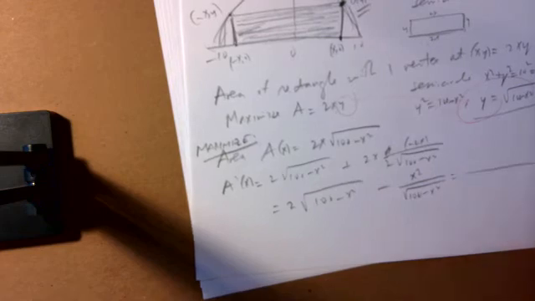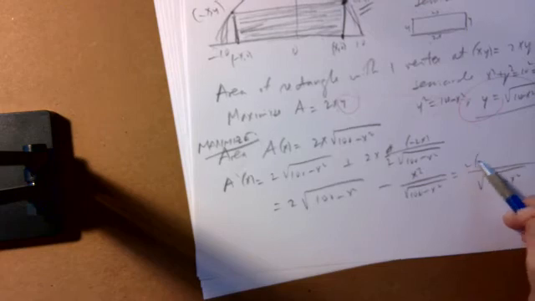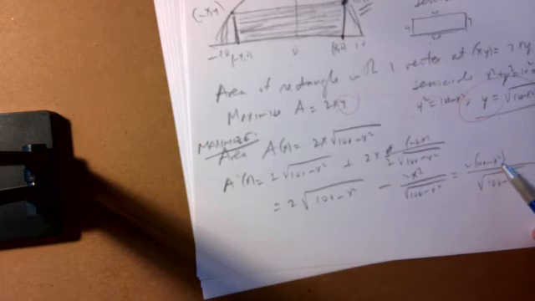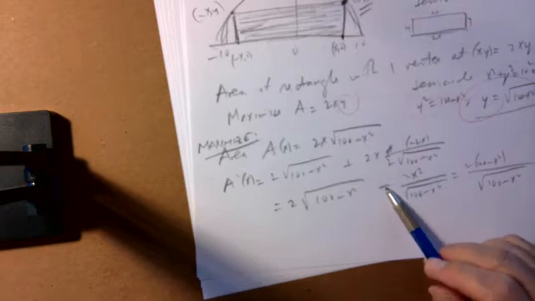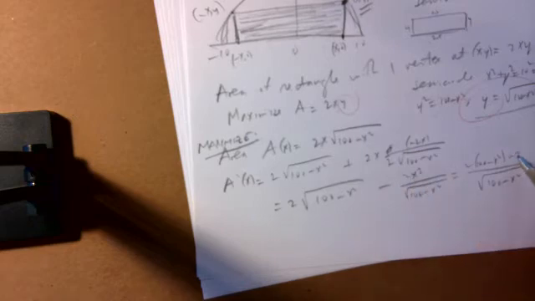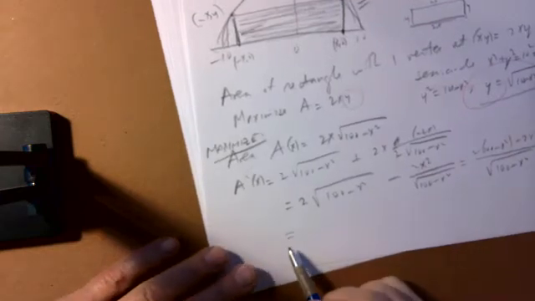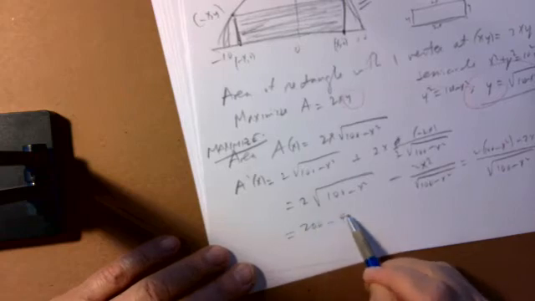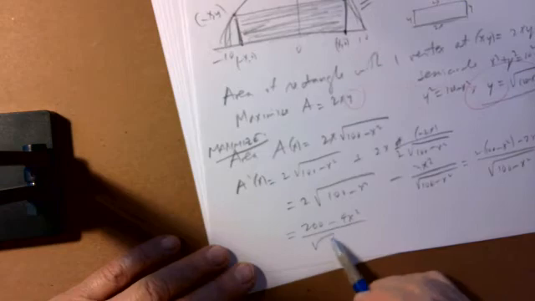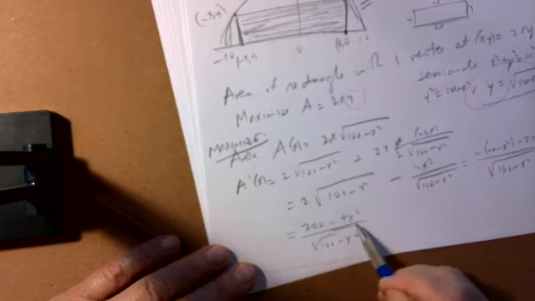If you put this over a common denominator, you get 2 times 100 minus x squared minus 2x squared. So this looks like 200 minus 4x squared over the square root of 100 minus x squared.